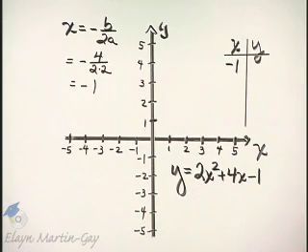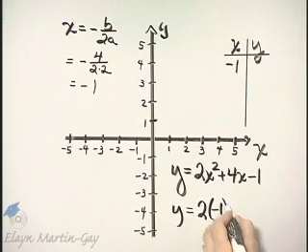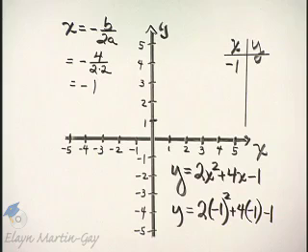Now how do we find the corresponding y value? We let x be negative 1 throughout. y is then going to be 2 times negative 1 squared plus 4 times negative 1 minus 1.